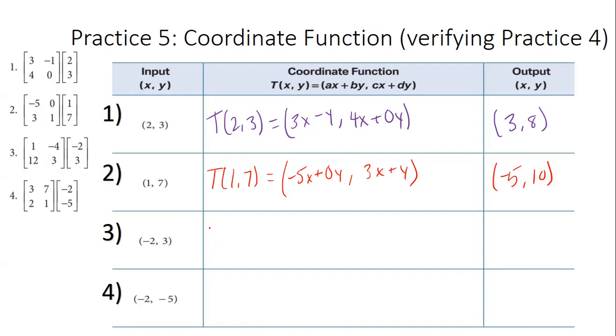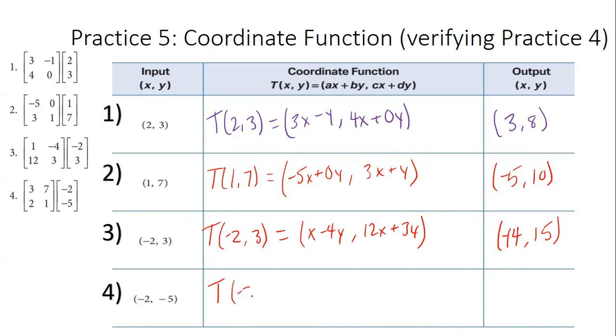Number 3. So we had T(-2, 3) equals, and you should have had x minus 4y, comma, 12x plus 3y. How did we do? And what was your output? Negative what? There we go. Negative 14, right? There. All right.